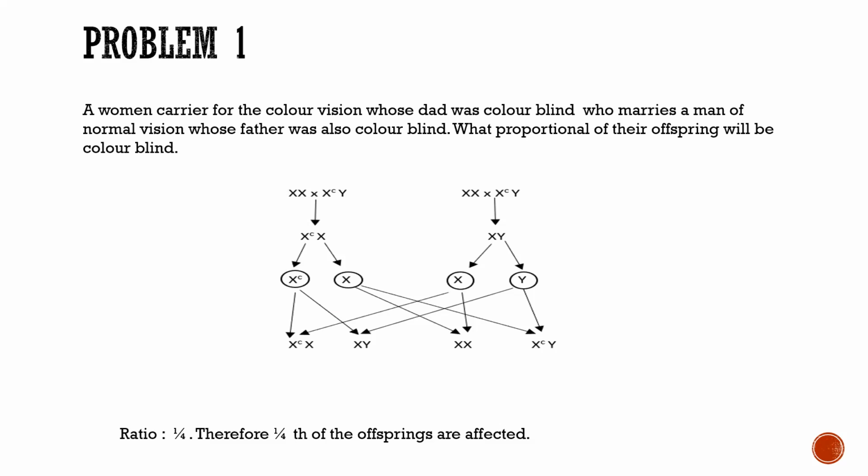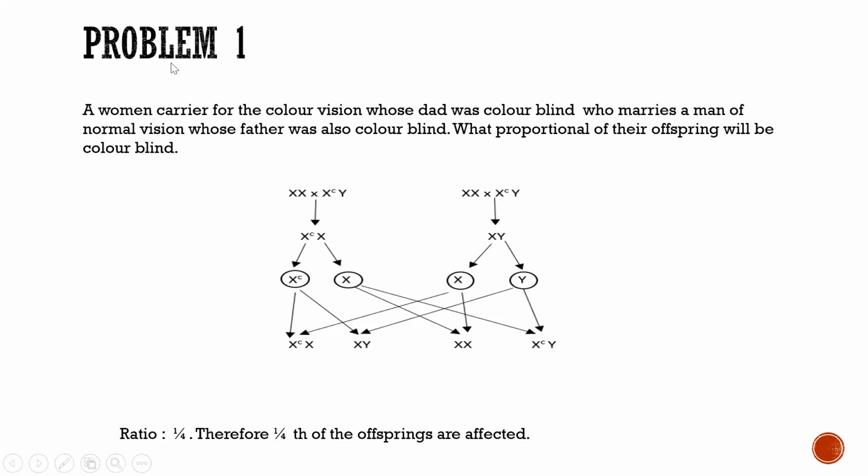The first problem, if you read it, is: a woman carrier for color vision, whose dad was color blind. So a woman is a carrier for the disease and her father is color blind. She marries a man of normal vision, meaning he is not suffering from any color blindness. But it is written whose father was also color blind. So what proportion of the offspring will be color blind?